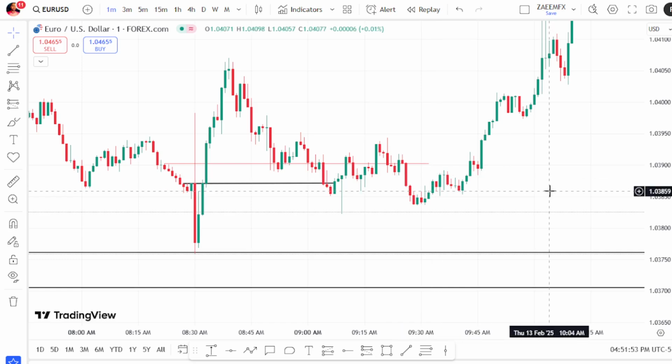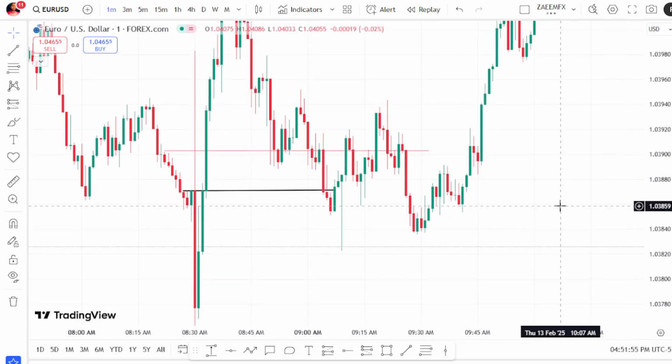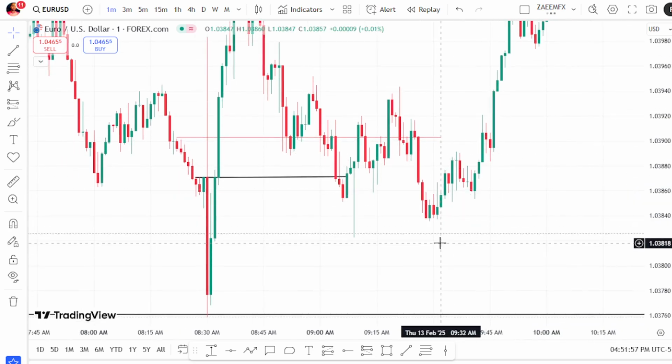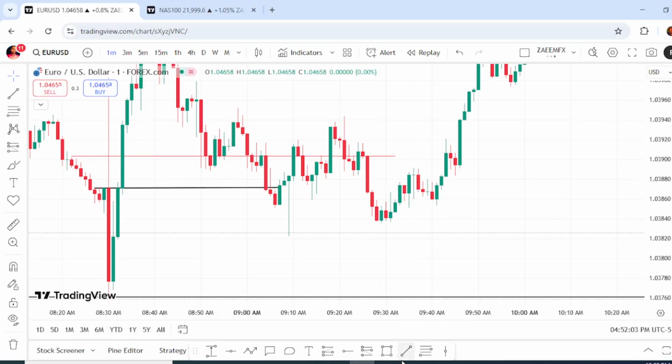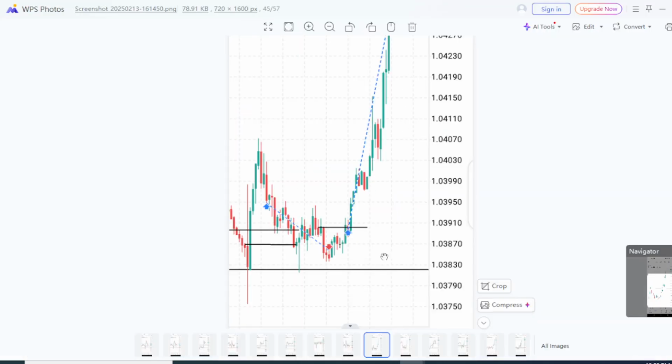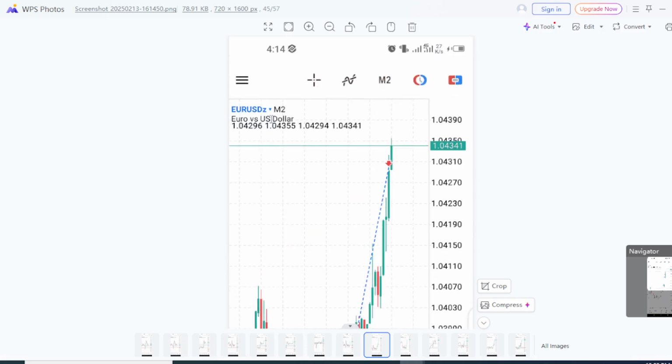Look at it. So my entry was on the 2 minute time frame, and they are based on, let me show you, on the 2 minute time frame. So look at this on the 2 minute time frame. This is the 2 minute time frame. Look at it here.